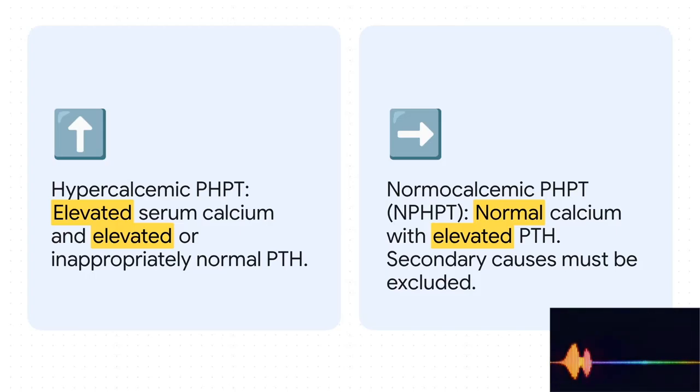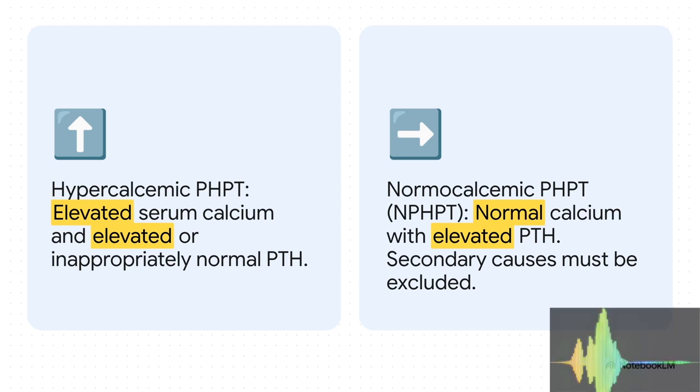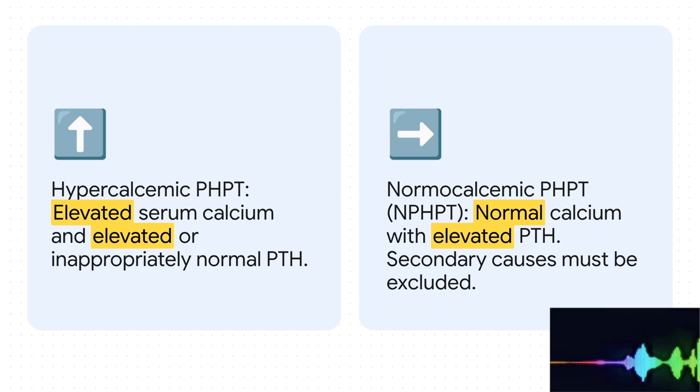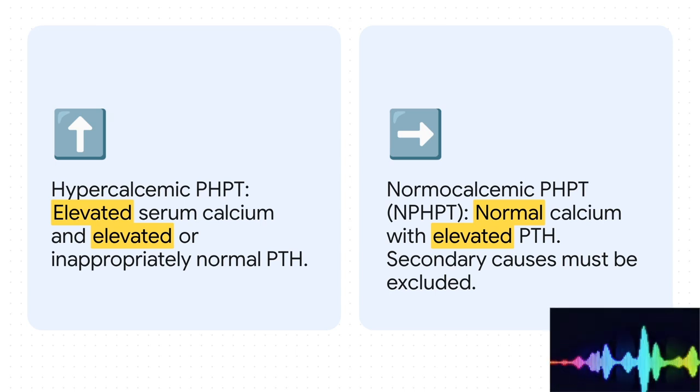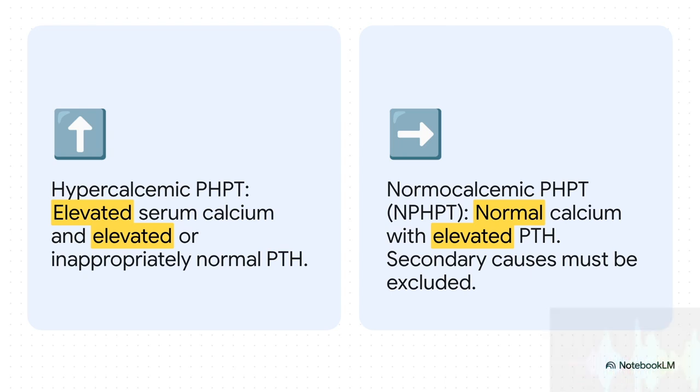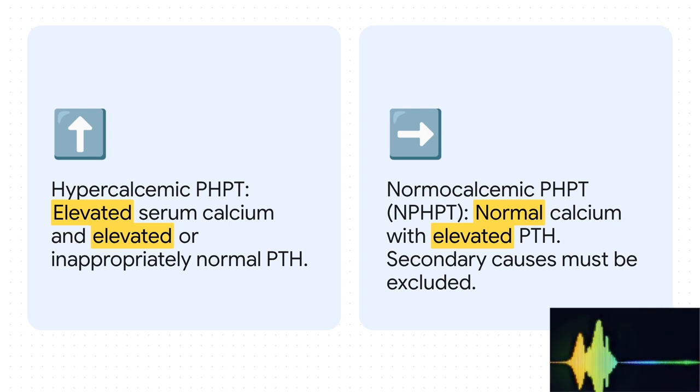But here's where it gets a little more nuanced. We have to be really careful to distinguish that classic picture from normal calcemic PHPT, or NPHPT. With NPHPT, you've got persistently normal calcium levels, and that means both your adjusted total and your ionized calcium, but the PTH is high. The two big takeaways here are: one, you have to confirm this on at least 2 separate occasions, and two, you've got to do your homework and rule out all the other secondary causes first.